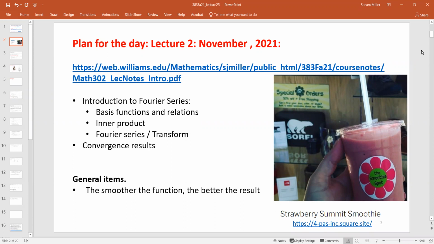But as a general rule, the more times your function is differentiable, the better results you get about convergence. And you can typically convert results about differentiability and your k-fold differentiability to how rapidly certain things converge.